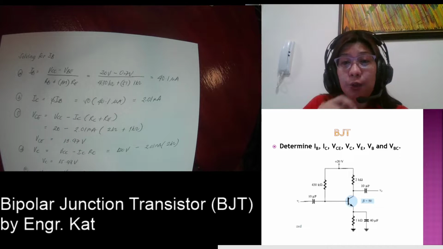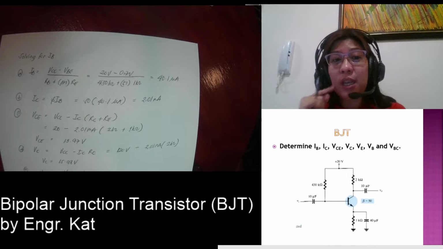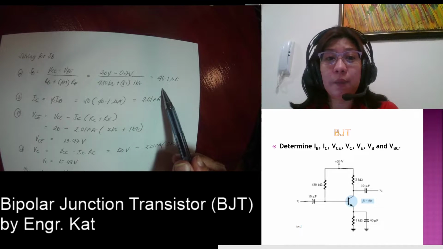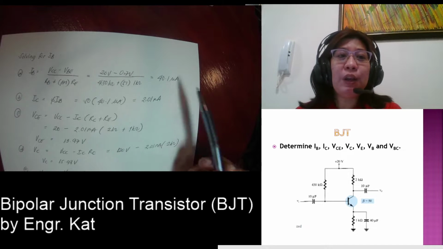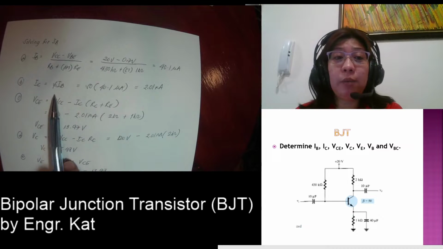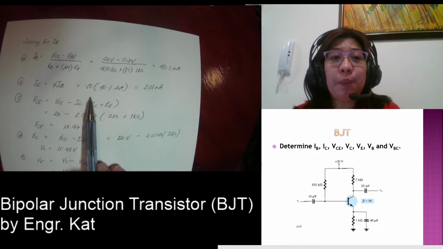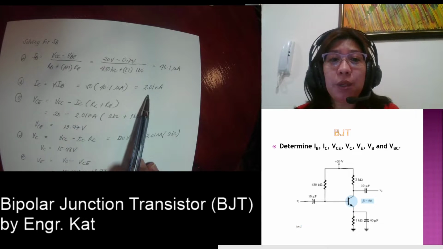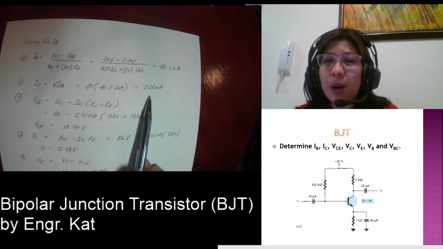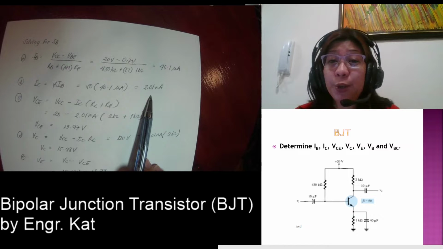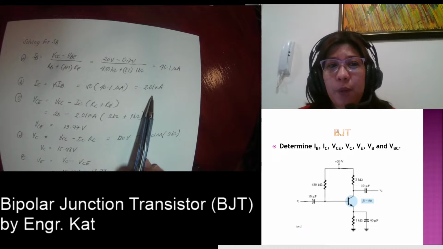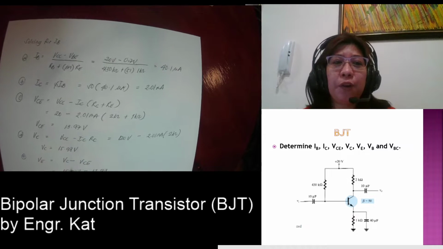So looking at the circuit in the PowerPoint presentation, we solve for the value of IB, which is equivalent to 40.1 microamperes. And then we solve for IC. IC is beta multiplied by IB. So multiplied by 50, we have an IC which is equivalent to 2.01 milliamperes. Okay, if you want, you can press your calculator so that you can practice solving this type of problem. And then we can solve for your VCE.